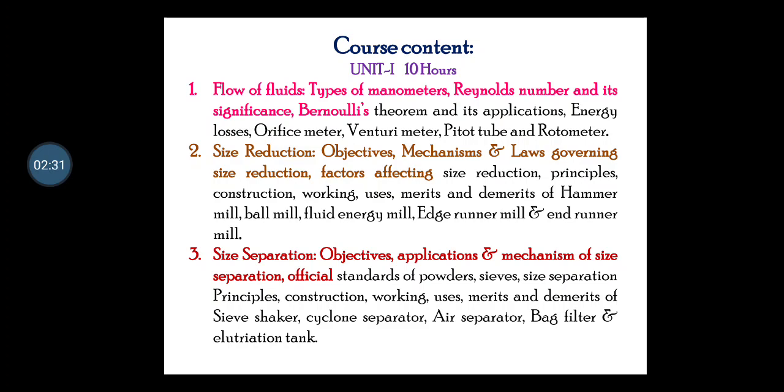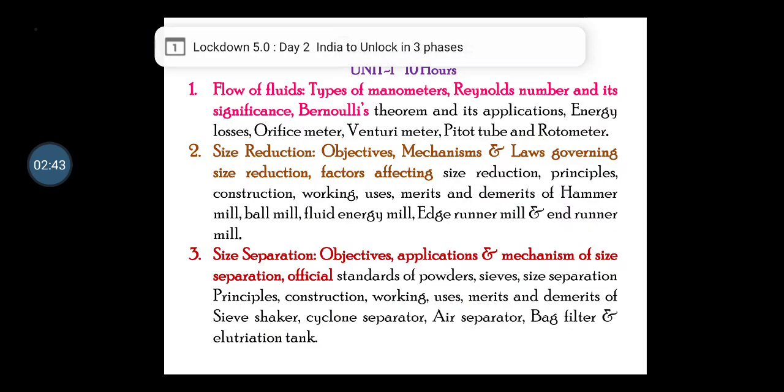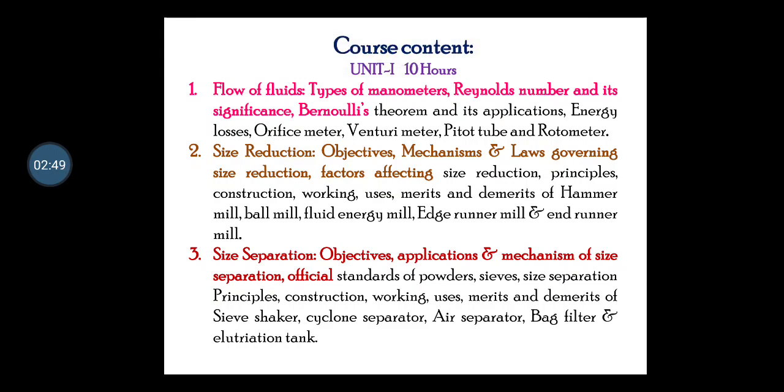Unit 1 has been assigned 10 hours to complete. It covers flow of fluids, size reduction, and size separation. These three topics have to be covered in unit 1. Out of these, size reduction and size separation we have done in our first year B Pharmacy in the Pharmaceutics 1 subject. So this is quite beneficial to you, a bonus point you can learn and earn your credit points as well as your marks.